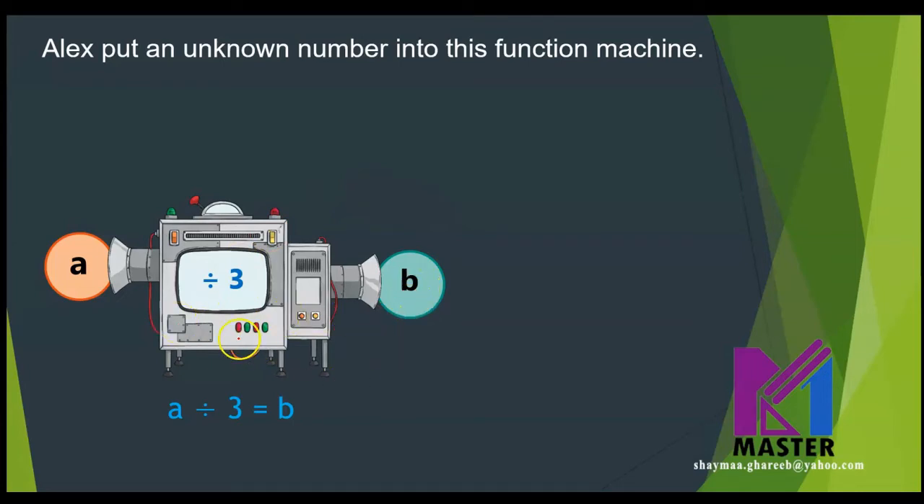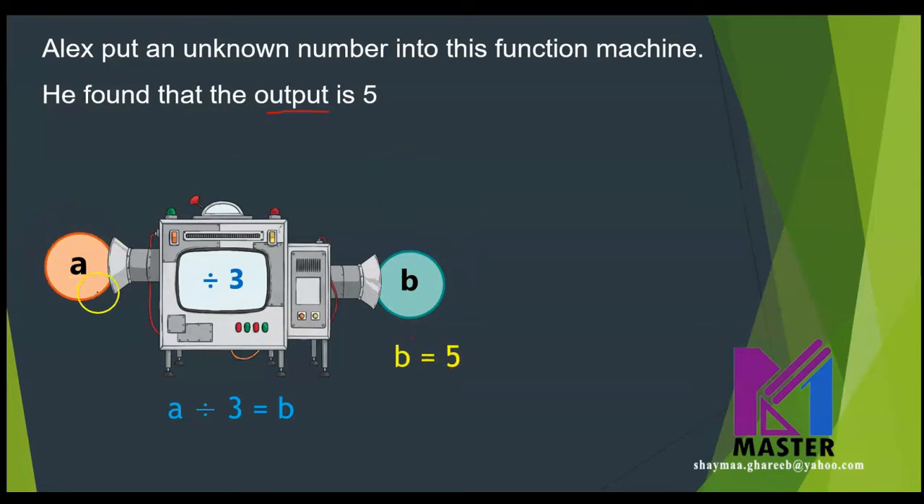So I can write this as A divided by 3 equals B. And as you know, A is called input, and B, which is the result, is called output. So this is what I have now. A divided by 3 equals B. Okay? He found that the output is 5. What is the output? The output is B, which means B equals 5.